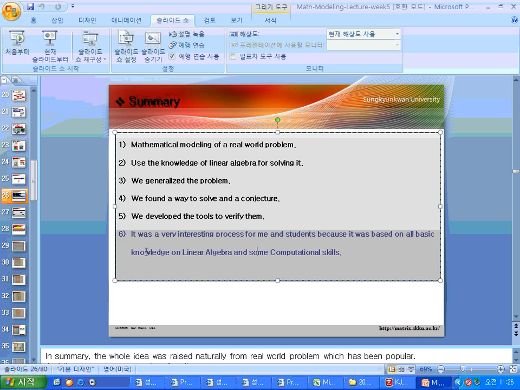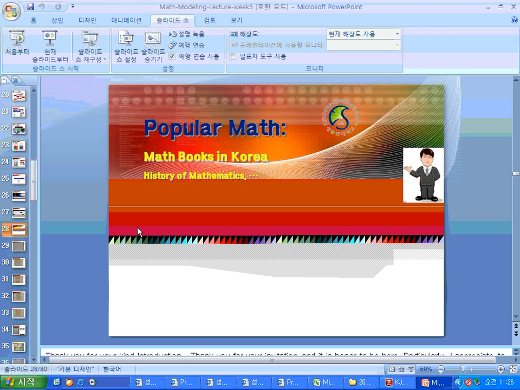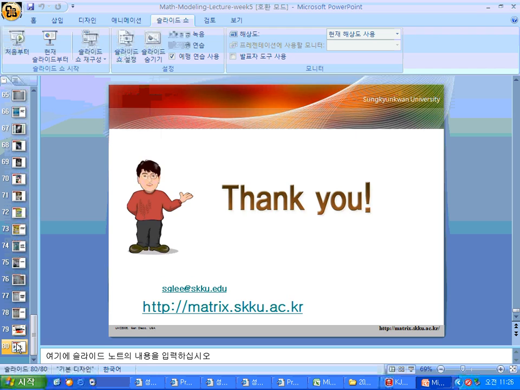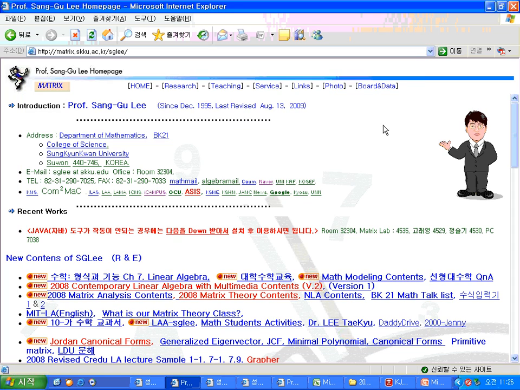So the knowledge of linear algebra and some computational skills were well used. And also there are many possible problems of mathematical modeling all around us. I think that will tell you what is one example of linear models.